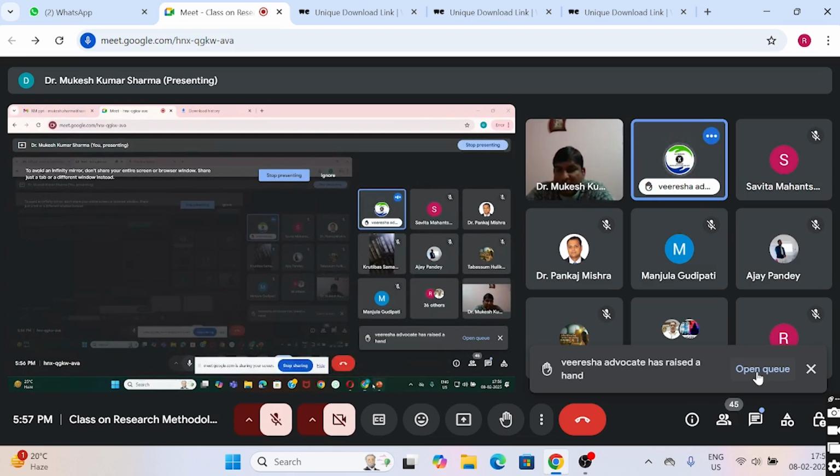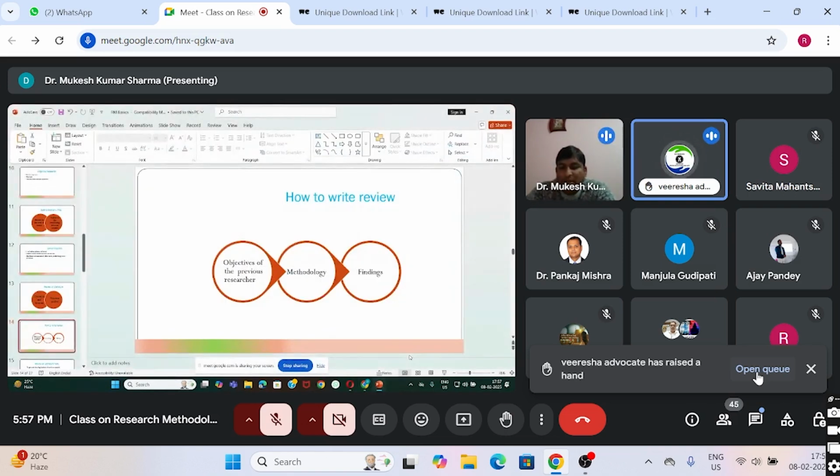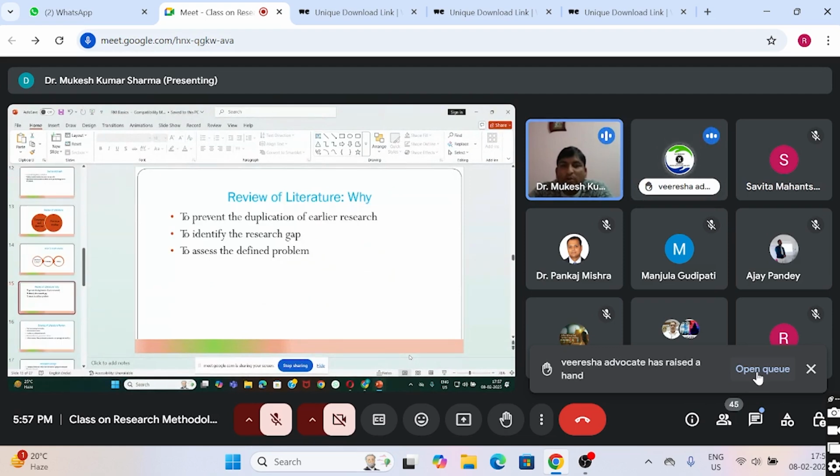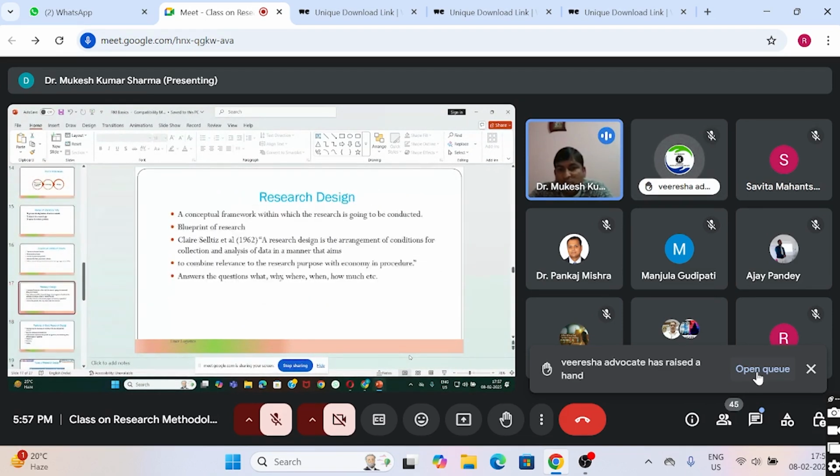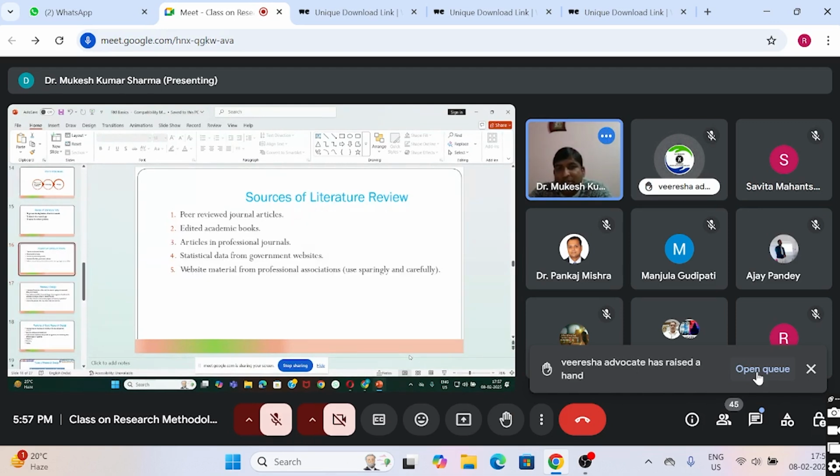Okay. Now next, on the basis of review literature, you will identify the research gap, and that is actually the output. On the basis of various literature, we can have the research gap.